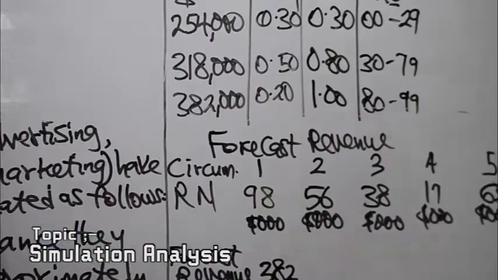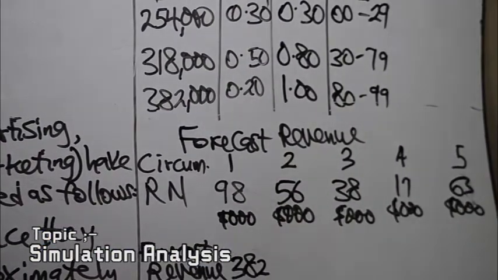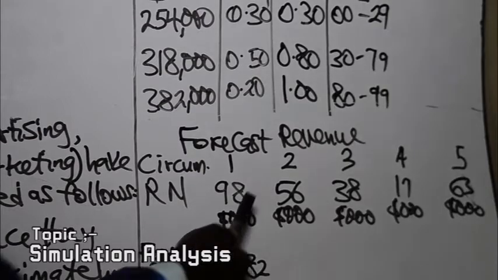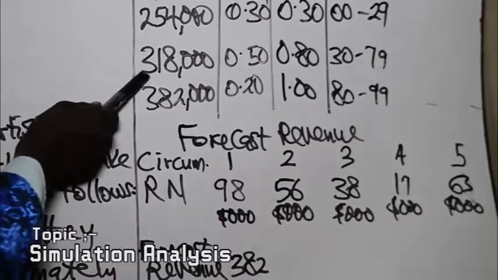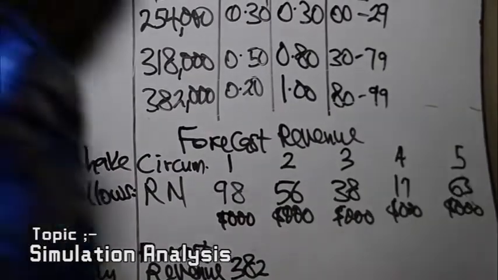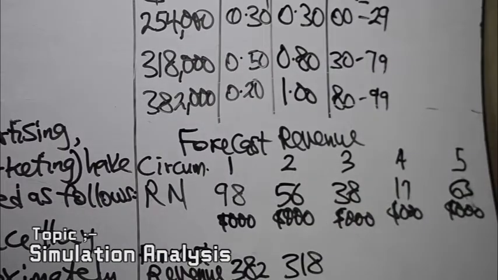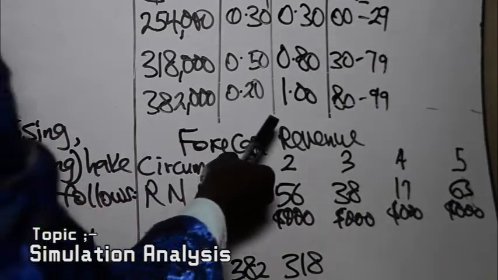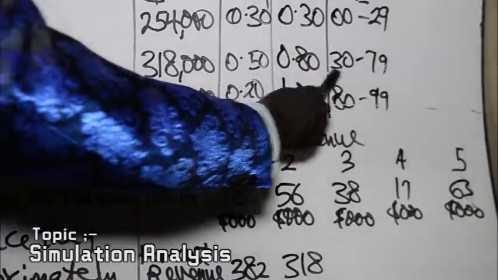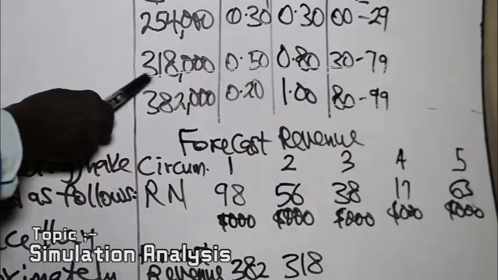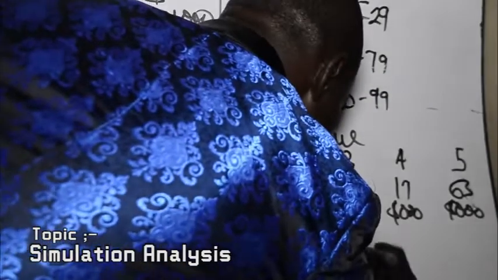382. The second random number is 56, and 56 lies between 13 and 79. That means the simulated revenue will be 318,000. The third random number is 38. 38 lies between 13 and 79, and that means our simulated revenue will be 318,000 as well.